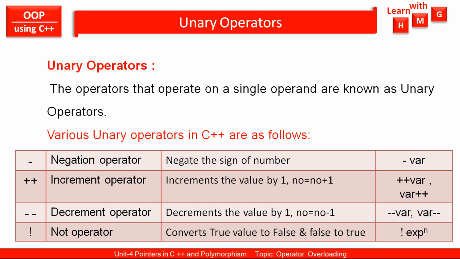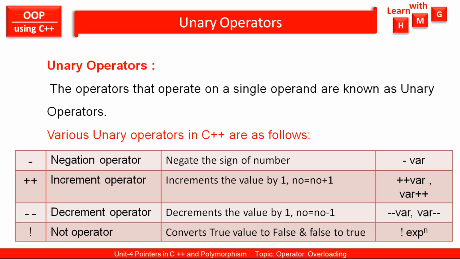The negation operator, plus plus, that is the increment operator, minus minus, that is the decrement operator, and exclamation mark, that is the not operator. The negation operator is used to negate the sign or change the sign of the given number, that is, a positive number will be changed to negative and a negative number will be changed to positive.